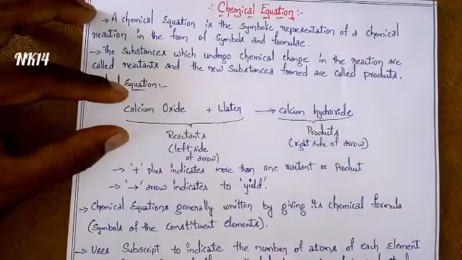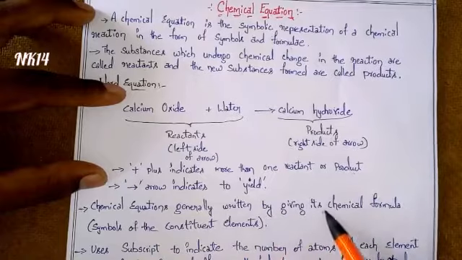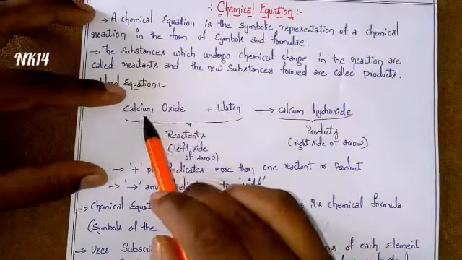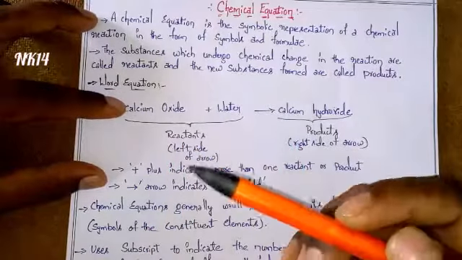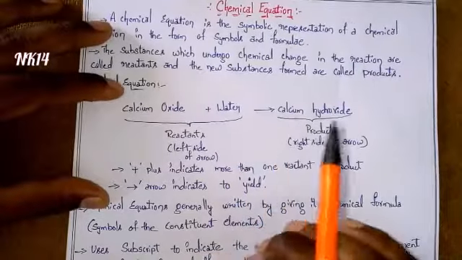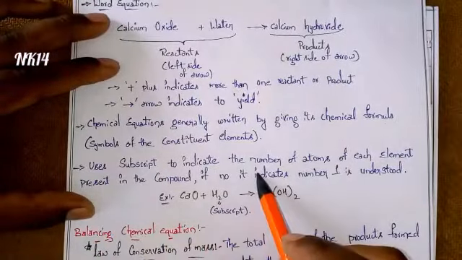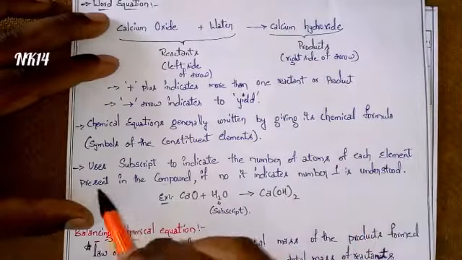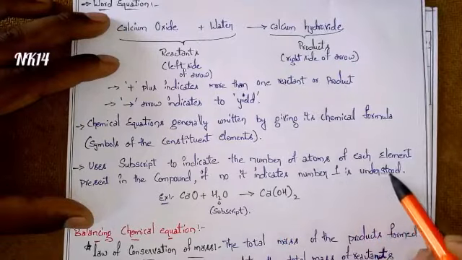Let's see what steps you have to remember. See, a chemical equation is generally written by giving its chemical formulas. So we can see this normally in word form, but basically we will take it in symbol form. Those points I have taken, I will explain, no need to worry. Use subscripts to indicate the number of atoms of each element present in the compound. If there is no subscript, the number 1 is understood.